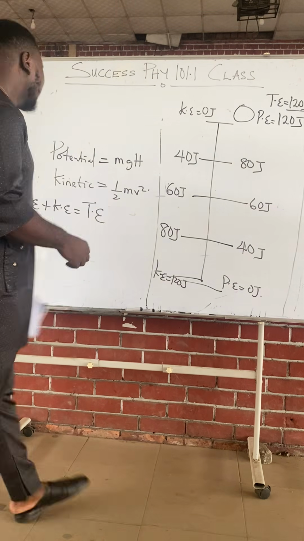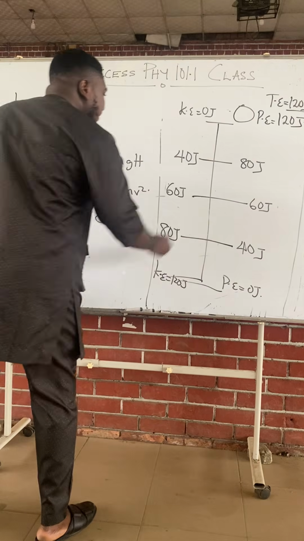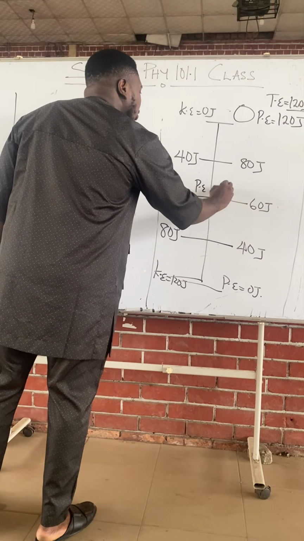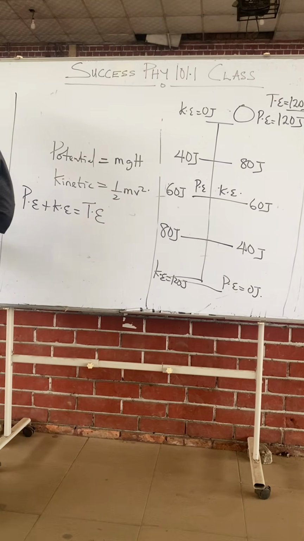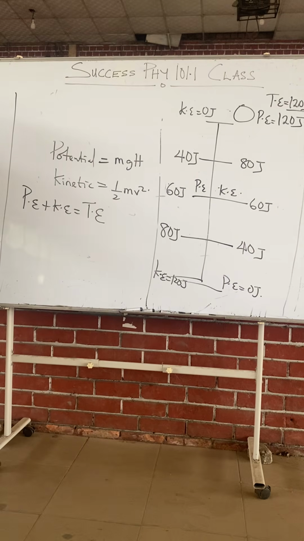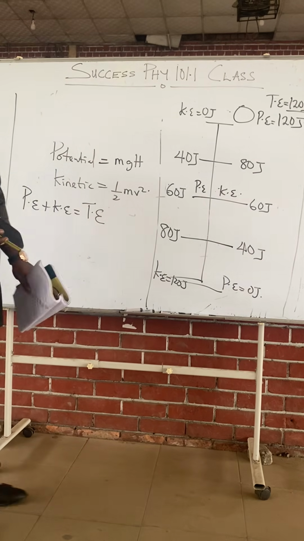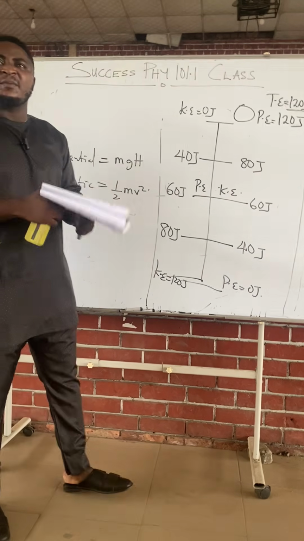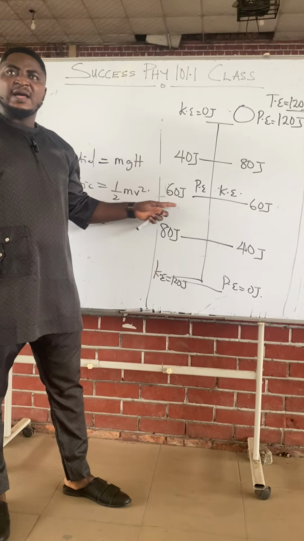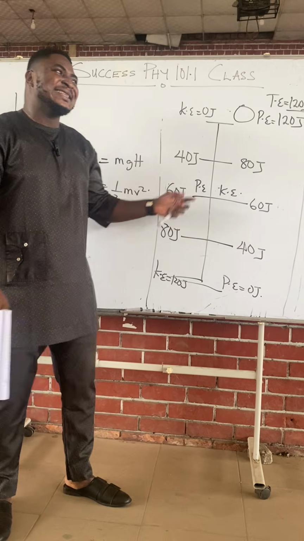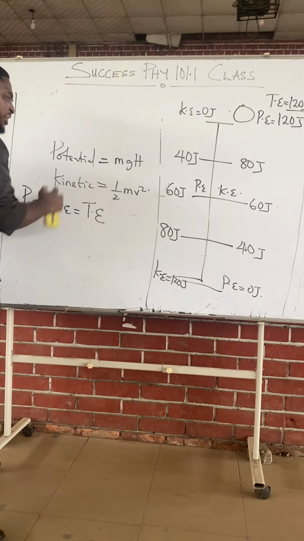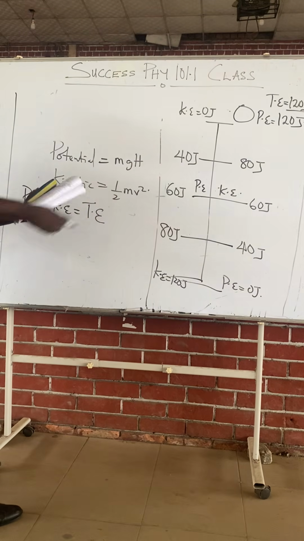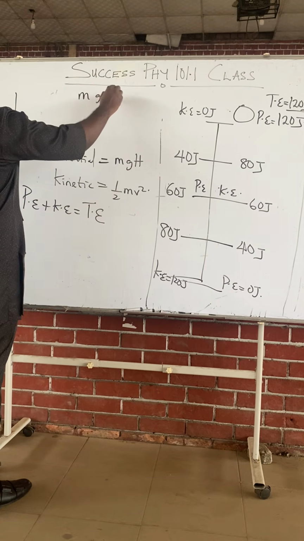Class, do you know the importance of this thing I'm telling you? Because at midway point, potential equals kinetic. What does this mean, class? They could give you a question to find the kinetic energy of a body at midway point. But class, they are asking you to find kinetic, and they are giving you parameters for potential. Class, imagine giving you mgh, and they say you find kinetic.